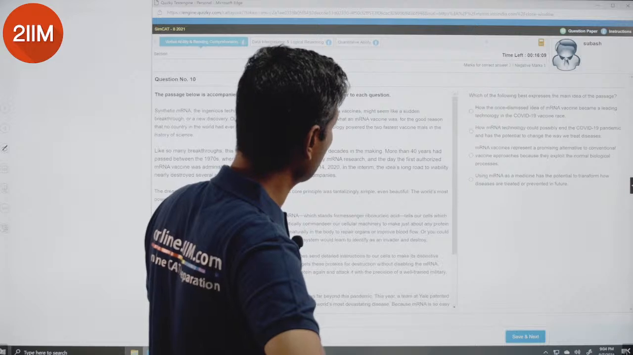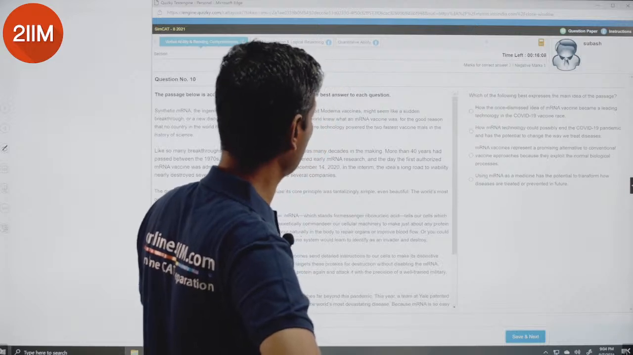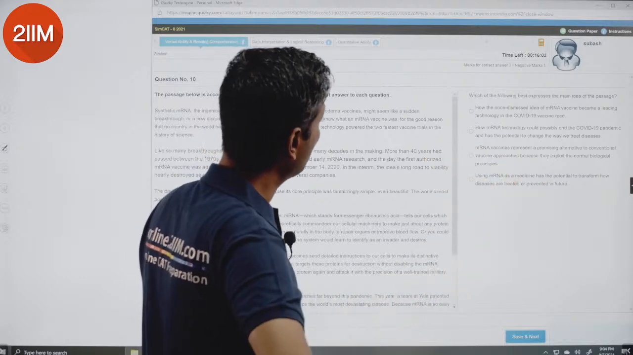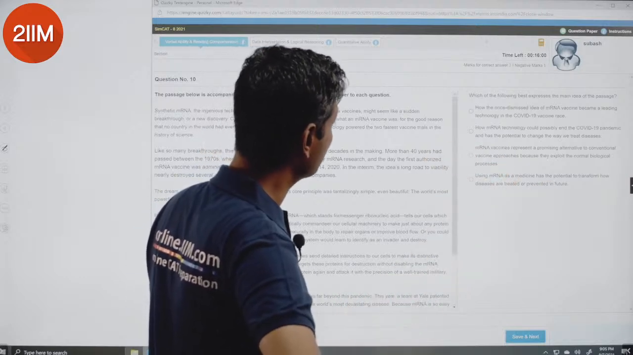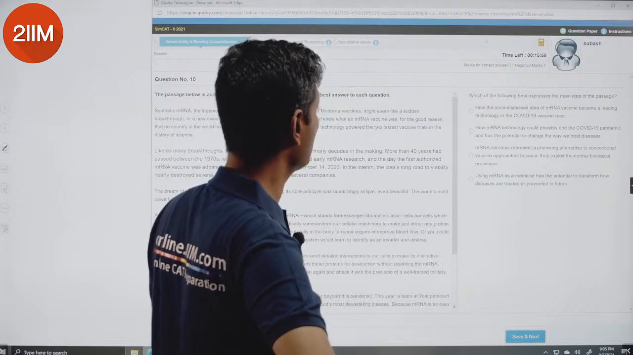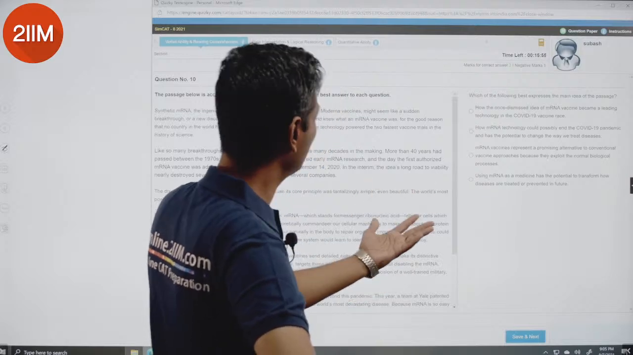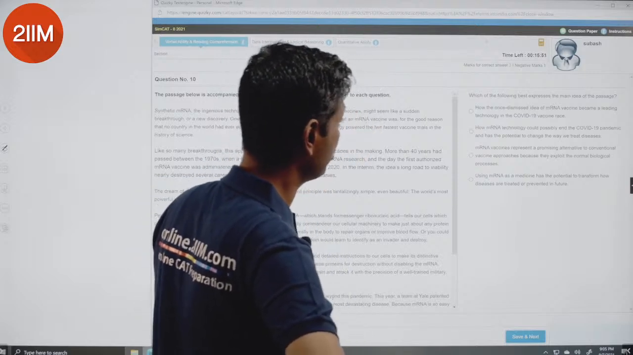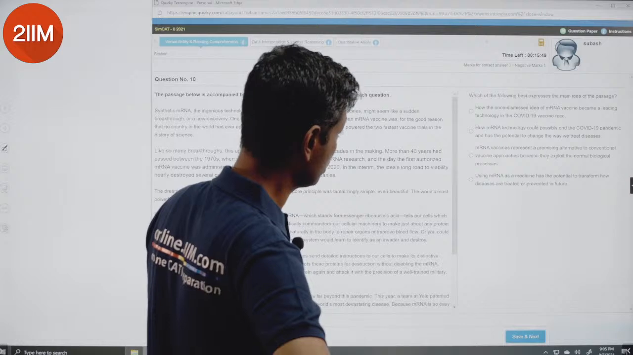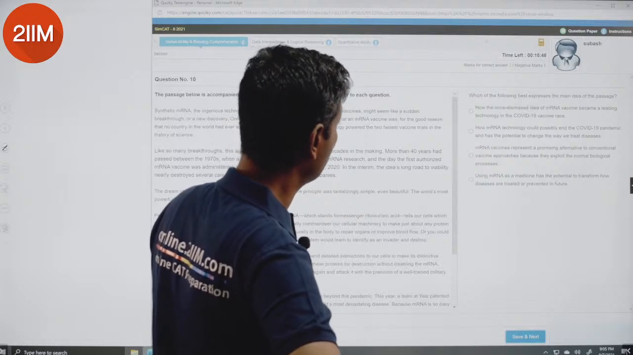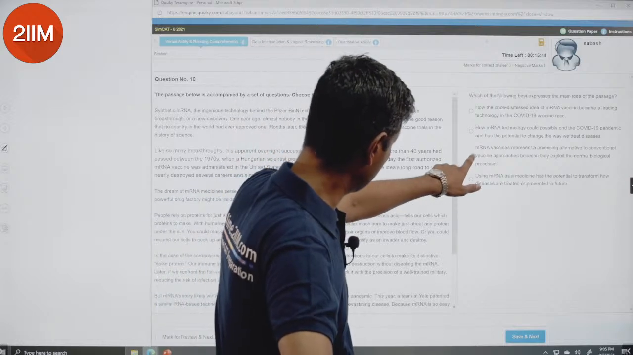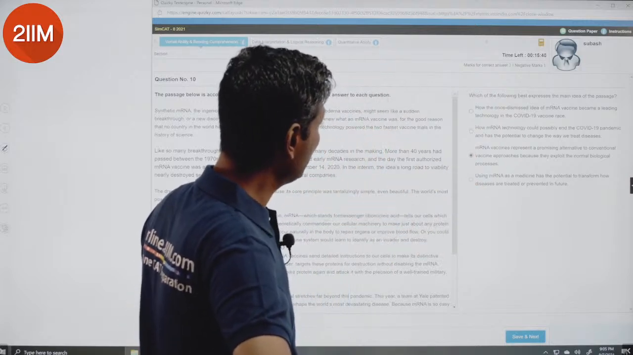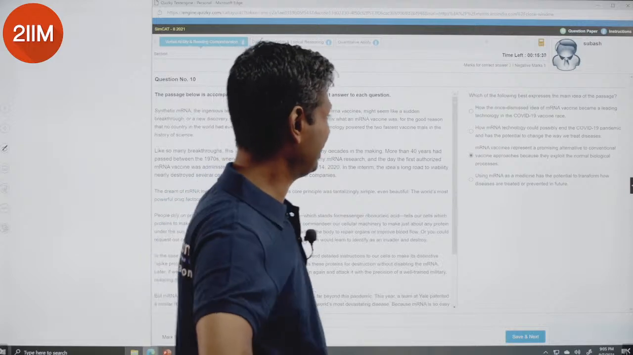How the once dismissed idea of mRNA vaccine became a leading technology. It is not once dismissed, it just had a long gestation period. How mRNA technology could possibly end the COVID-19 pandemic, and the potential to change the way we treat diseases, has the potential to treat, but you're not talking about ending COVID-19. mRNA vaccines represent a promising alternative to conventional vaccine approaches because they exploit the normal biological processes. Yes, I like this. Bland but correct. Using mRNA as a medicine has the potential to transform, not as a medicine, as a vaccine.